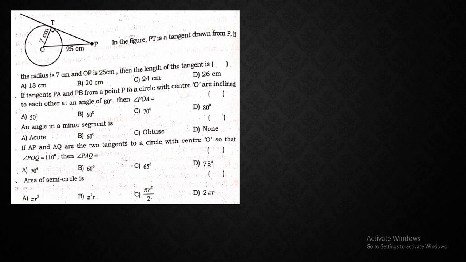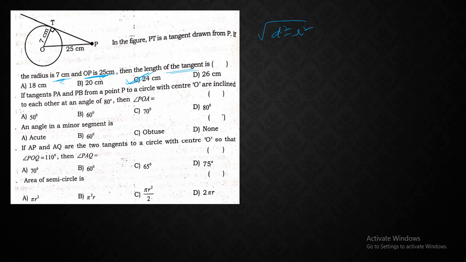So if in the figure PT is the tangent drawn from P, so this is point P. Next, if the radius is 7 and distance is 25, length of tangent. So clearly 7, 24, 25 is the Pythagorean triplet, right? So 24 is the answer. Because directly you know the formula, right? So square root of d square minus r square. So d square is 25 square, 625 minus 49. Just now we did it. So the same answer.